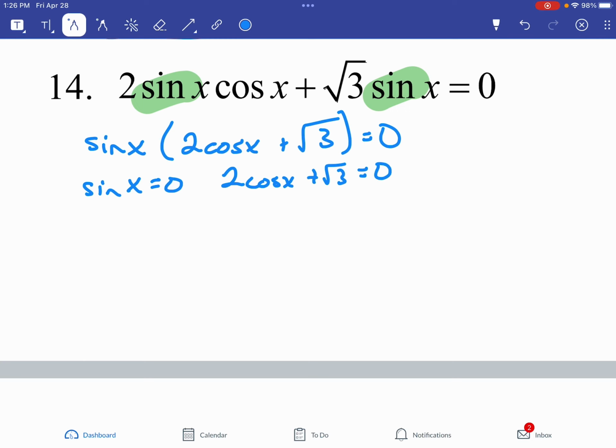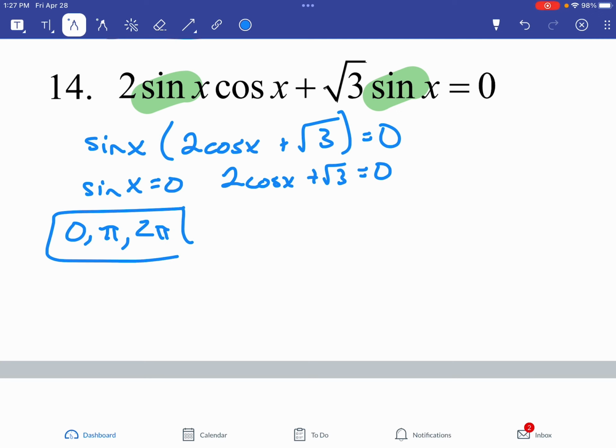So we'll do the first one. We want to know where sine of x is going to be 0. So we're looking at the y values of our points. There's 3 locations: 0, pi, and 2 pi is where sine is 0.